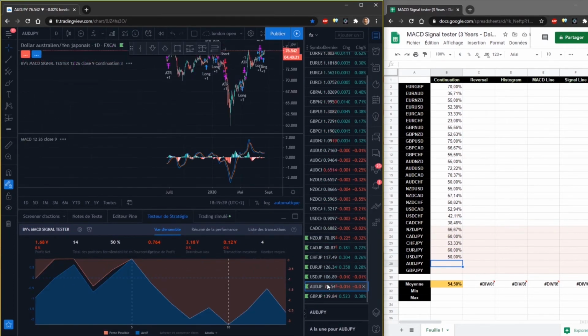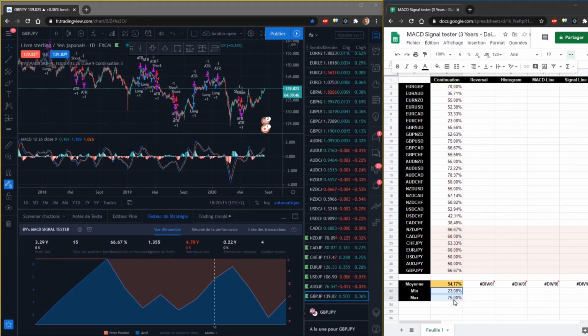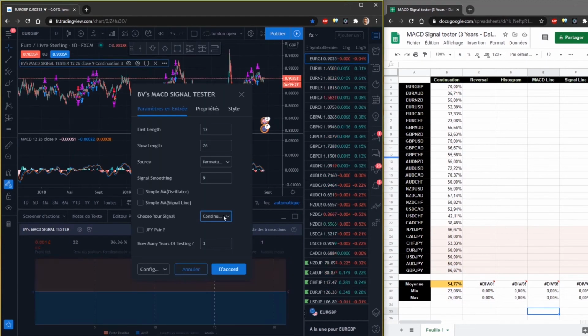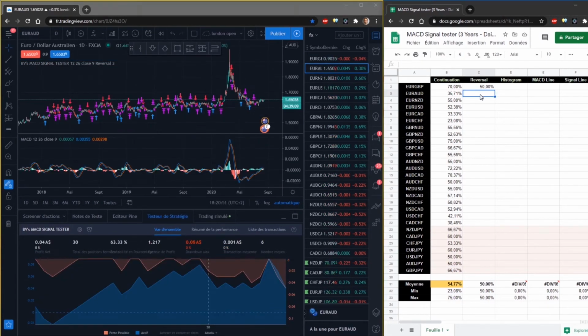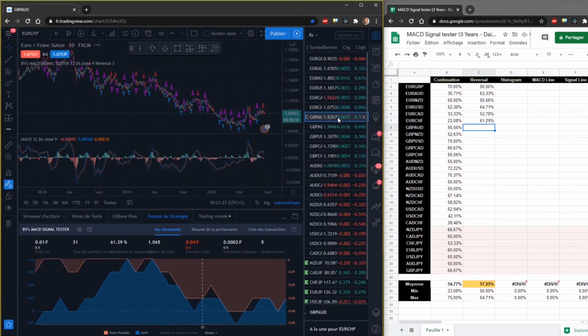Note that if you want to analyze the results in more depth, the Google Sheet is available via a link in the description. It is by doing complete backtests on indicators like this one that I was able to set up my first profitable strategy.